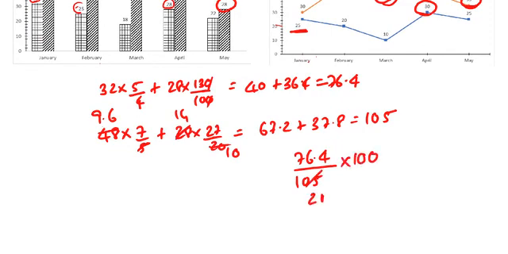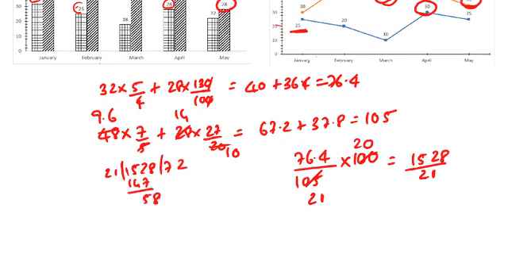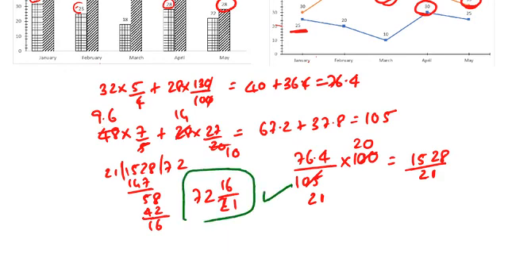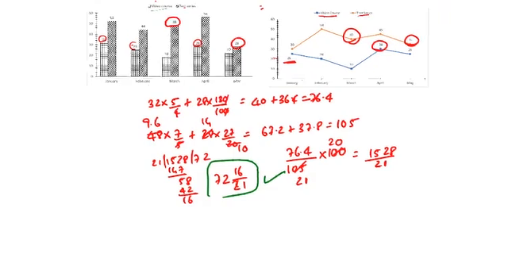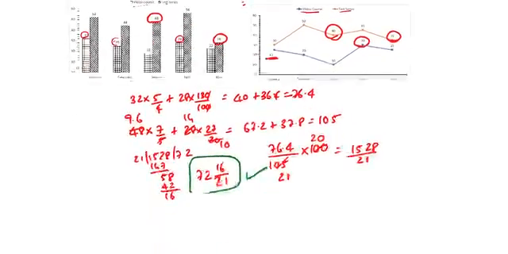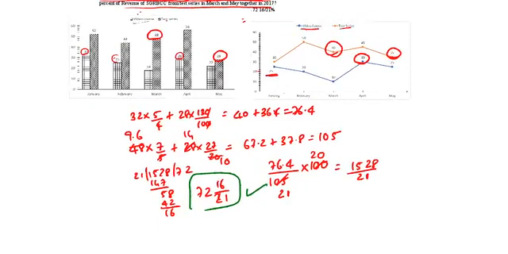That is 1528 by 21. Now I am dividing 1528 with 21. 21 sevens 147, 21 twos 42, 16. So 72 16 by 21. So the correct answer is 72 16 by 21. This is the correct answer. See the next question.